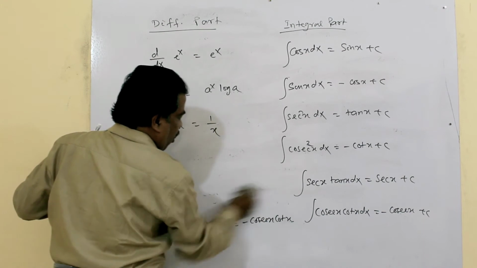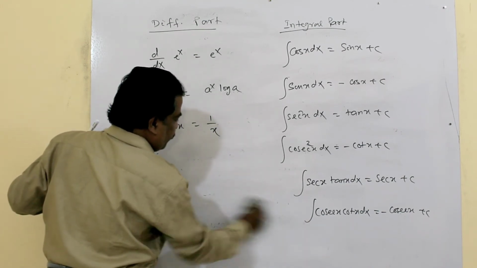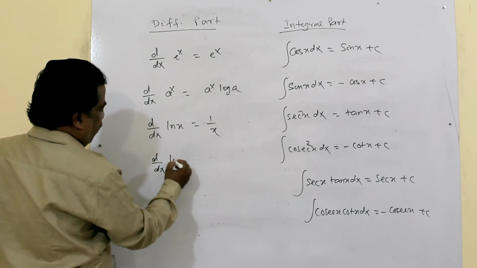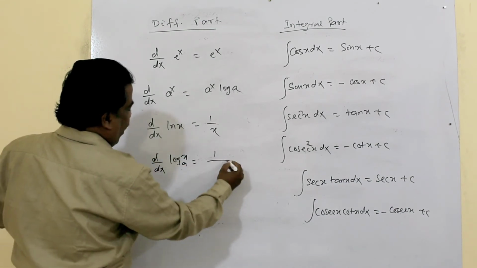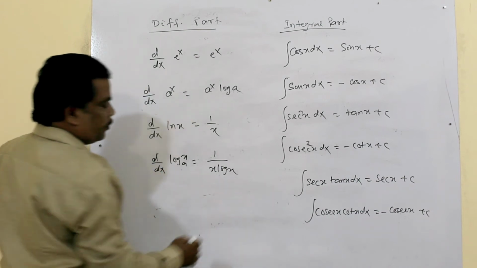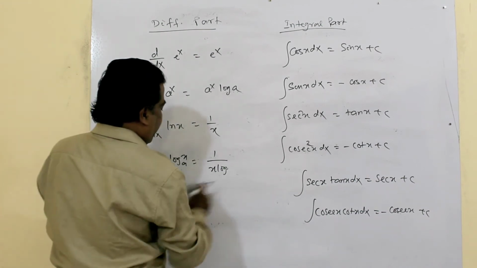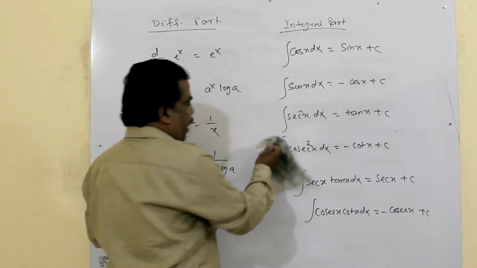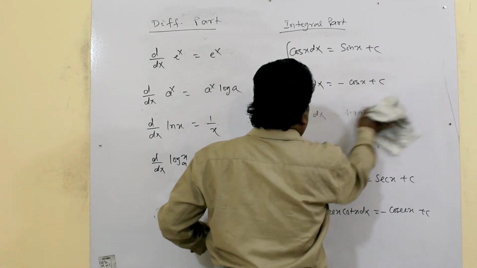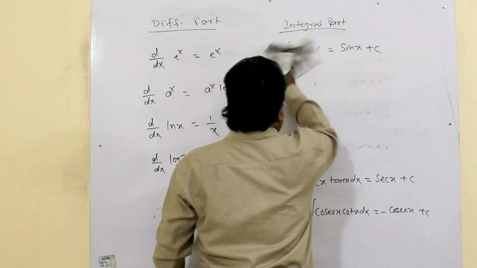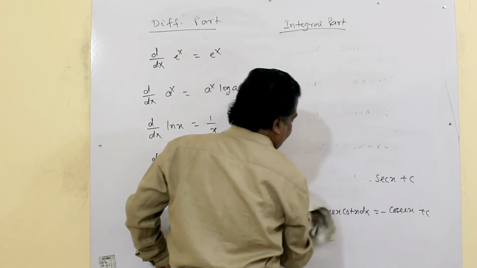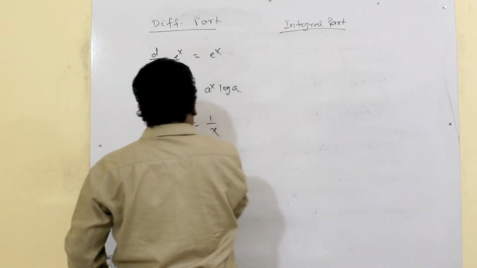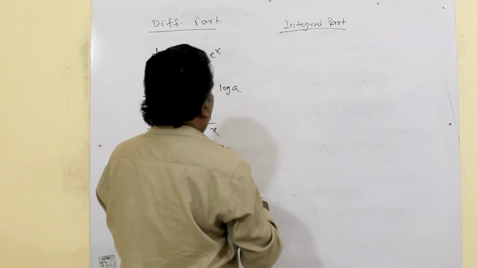The derivative of log x base a is equal to 1 by x log a. So we know the derivative of these exponential functions, hence the integration of e to the power x is e to the power x, as the differentiation of e to the power x is equal to e to the power x.